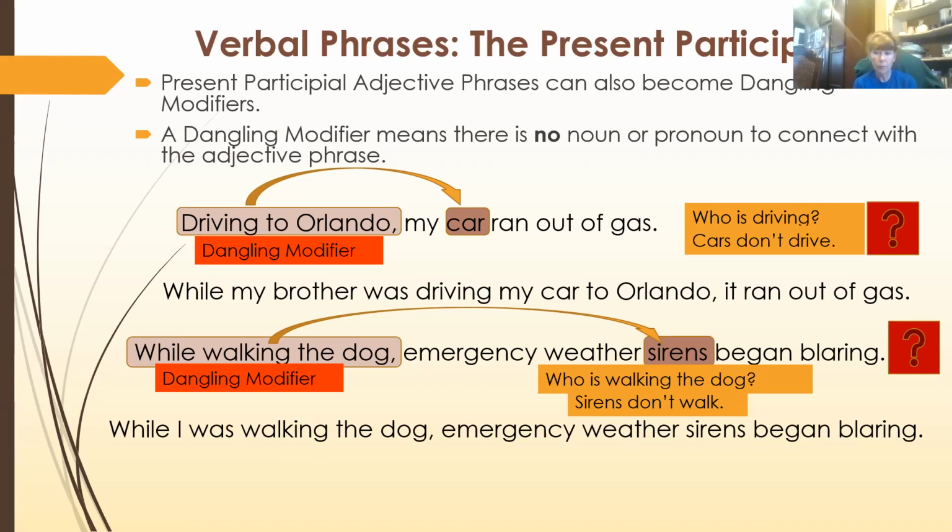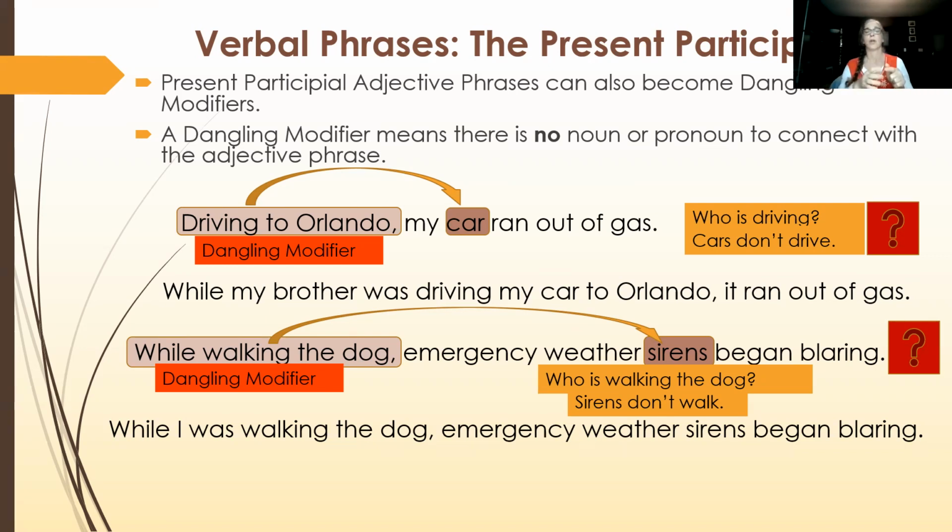Questions? No. Again, misplaced modifiers, you've just got to find the right place to put them. Dangling modifiers, you have to rewrite the entire sentence and make sure that there is a noun. So let's look at while my brother was driving my car to Orlando, it ran out of gas. All right, that is a dependent clause and then an independent clause, right? The same with while I was walking the dog. So we took that phrase, driving to Orlando, and we made it into an entire dependent clause.